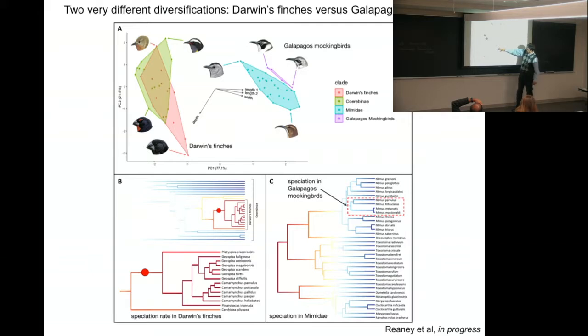Darwin's finches clearly increased speciation rates quite strongly. This is them showing within the Thraupidae. Whereas this entire family Mimidae, the mockingbirds, you see that the Galapagos mockingbirds did not change their speciation rates. In fact, if anything, it actually declined since they arrived in Galapagos.